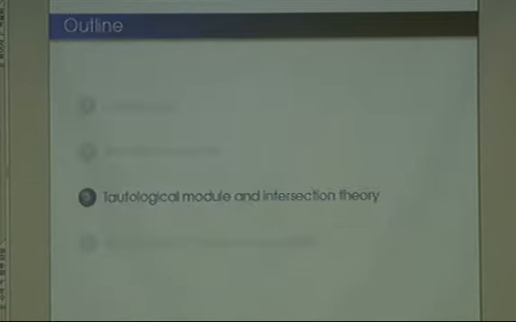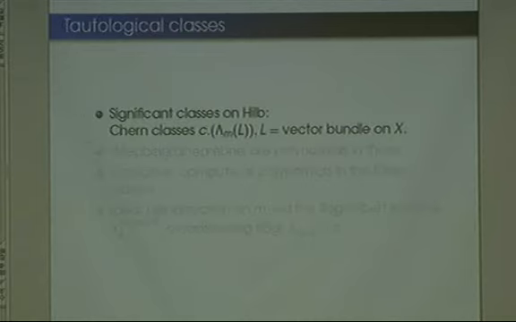That's important. Okay, so now one major goal of studying this Hilbert scheme is to do intersection theory on it. That's one of the main reasons why we want a global compact space. It's compact as well as smooth.